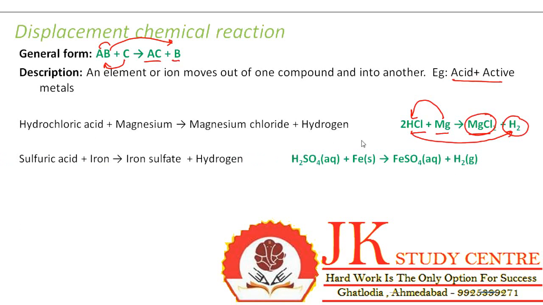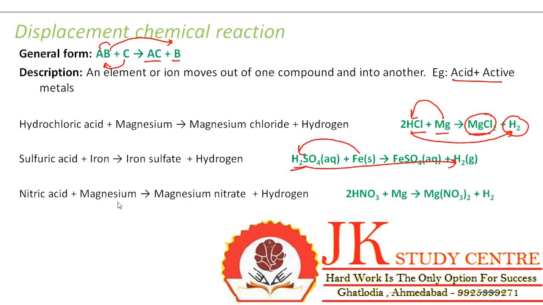Sulfuric acid plus iron gives iron sulfate plus hydrogen. Here, iron came and kicked out hydrogen, and hydrogen is an independent entity now. Fe kicked out hydrogen and it became FeSO4. Here, nitric acid HNO3 plus magnesium gives magnesium nitrate and hydrogen. The magnesium came here, kicked out hydrogen, and the hydrogen is out, and magnesium and nitrate become magnesium nitrate.